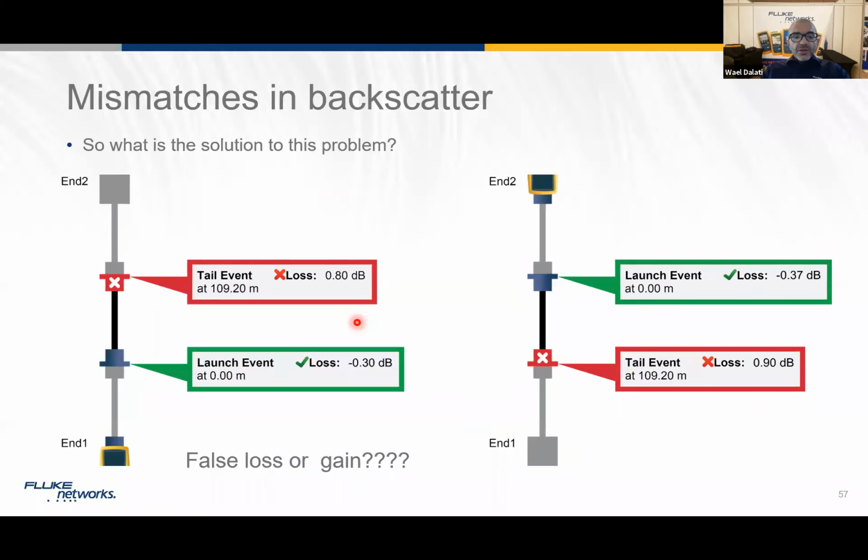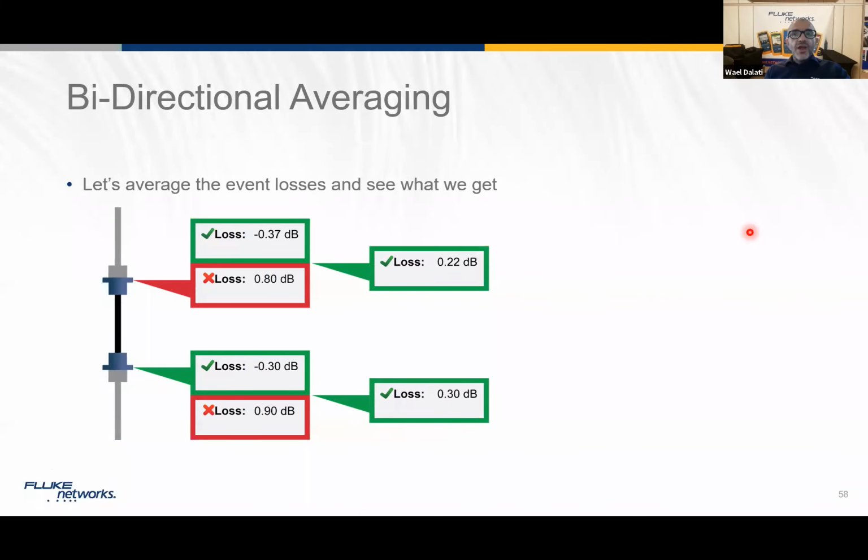For that reason, we need to understand the mismatch in the backscatter from each direction to know if that link here is showing me a loss or a fail with 0.8 dB and a pass with minus 0.37 dB. Which one is correct here? The correct is actually when I do the averaging of those two measurements, and then I come with the correct result of the loss of each and every component of my link. For that reason, the standards require and ask us to go that direction.